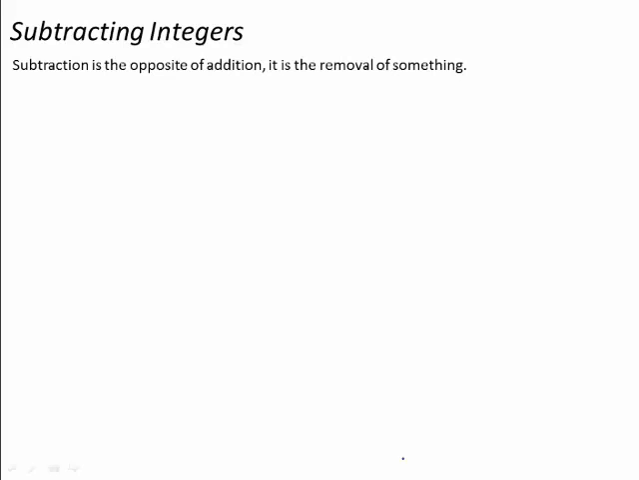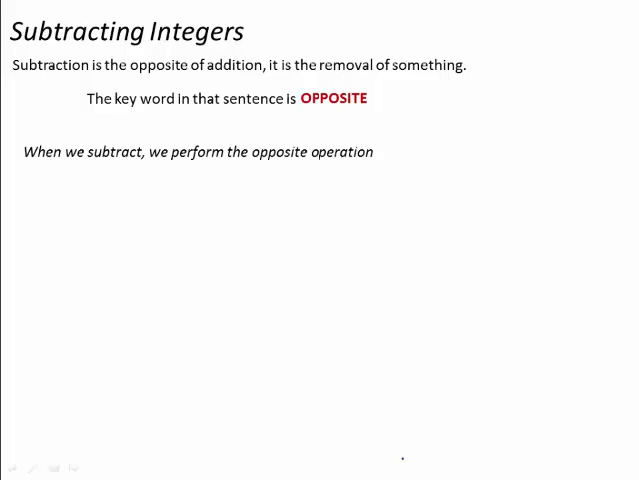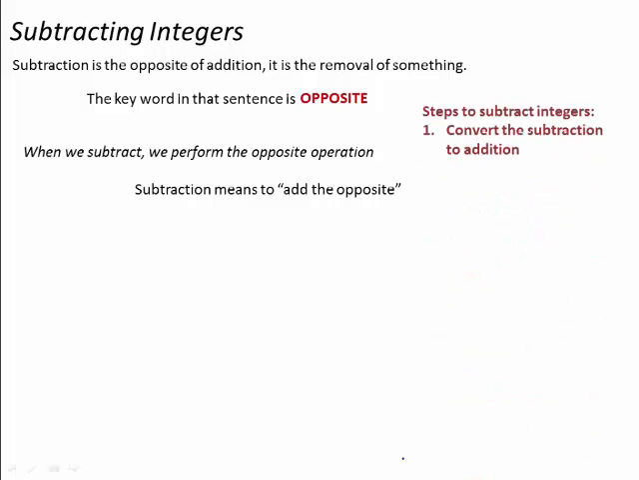Subtraction is the opposite of the addition. So we're removing something instead of adding something. And the key word in that sentence is opposite. When we subtract, we perform the opposite operation. So we add the opposite. So the first step is we're going to convert the subtraction to addition. And then we'll follow the rules for addition.